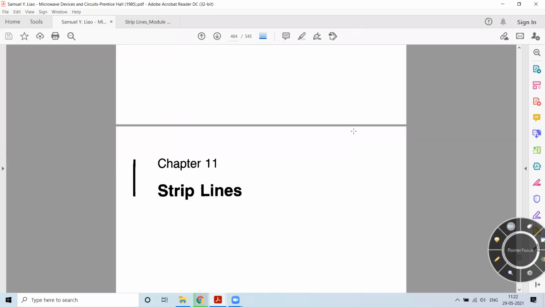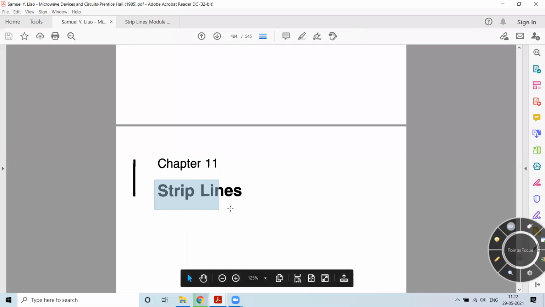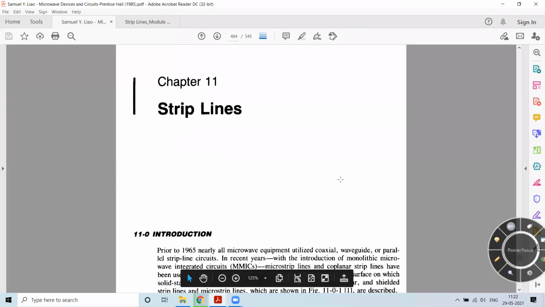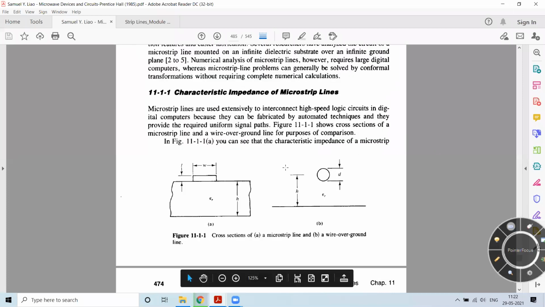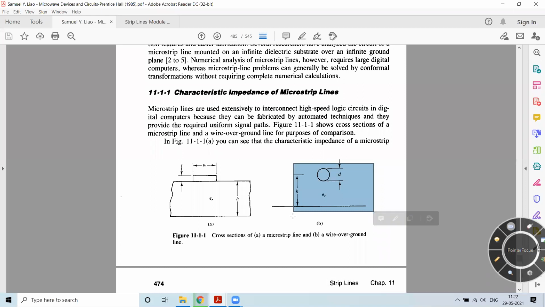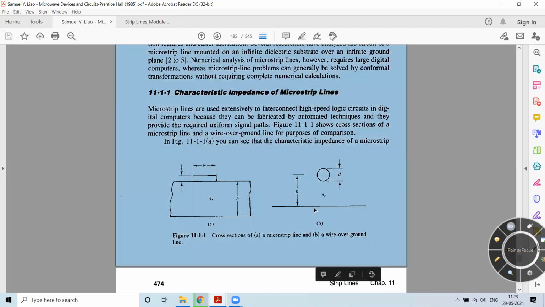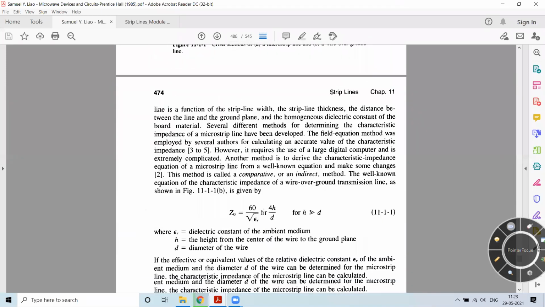In the previous session, we started our discussion with strip lines, in which we discussed the basics. That is, what is its schematic representation and how are the field lines associated. Along with that, we discussed another point: how we represent the microstrip line in the wire over ground representation. We observed a few more aspects related to this. Using the comparative method, we tried to see what is the characteristic impedance of a microstrip line. That is what we had discussed in the previous session.